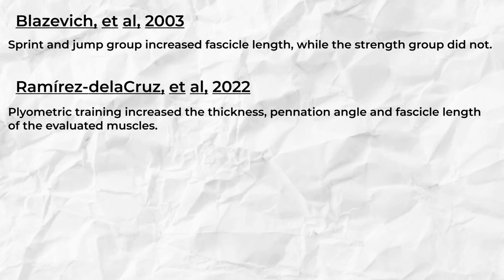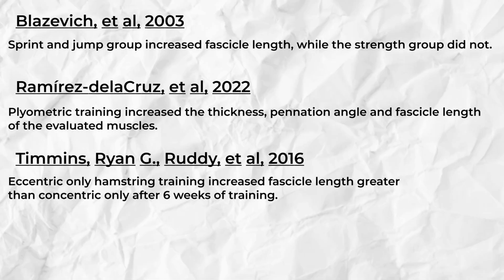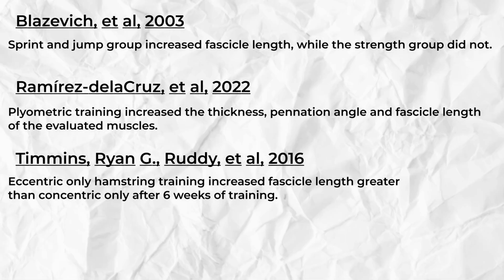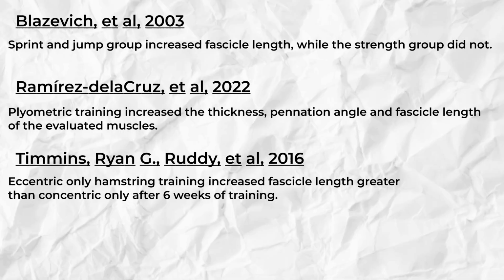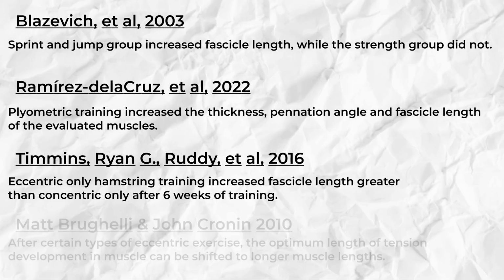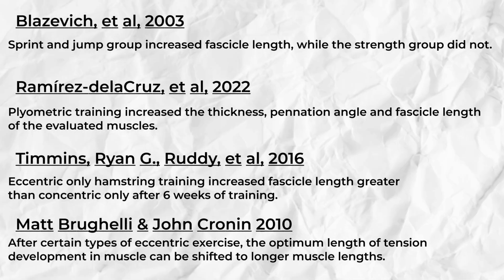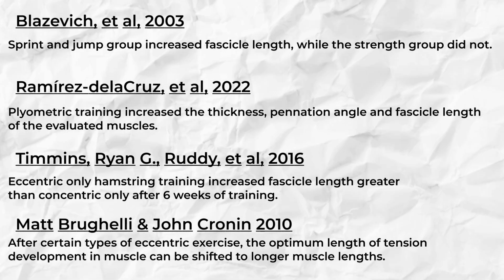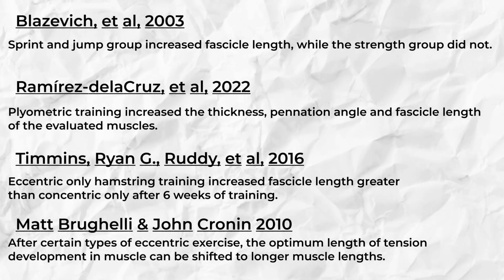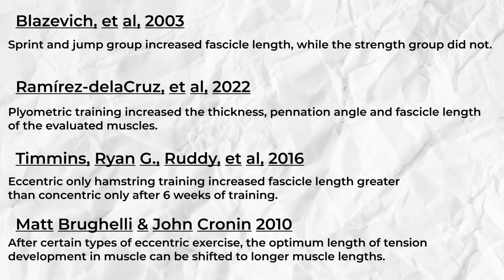So plyometrics is one. Eccentric only hamstring training increased fascicle length greater than concentric only after only 6 weeks of training. That's by Timmons and his colleagues in 2016. And then one by my academic supervisor, eccentric training shifts the length-tension relationship up and to the right, as shown in the graph that I've been showing you on this video. And that's in 2010.